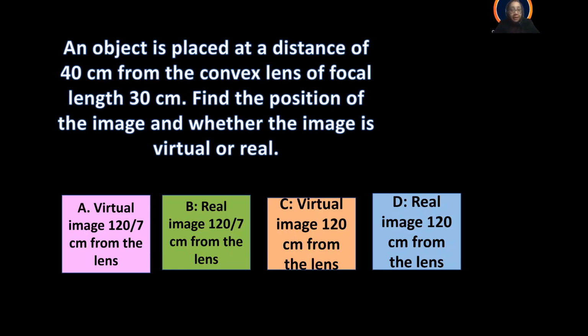So let me read the question for you. The object is placed at a distance of 40 centimeter from a convex lens. So think what lens is there, what is the object distance. So 40 centimeter, and the focal length is given as 30 centimeter. Just try to visualize: 40 centimeter the object, 30 centimeter is the focus. Now, find the position of the image, whether the image is virtual or real.